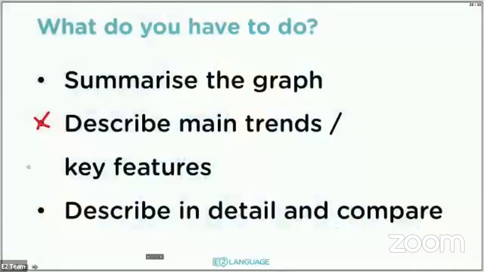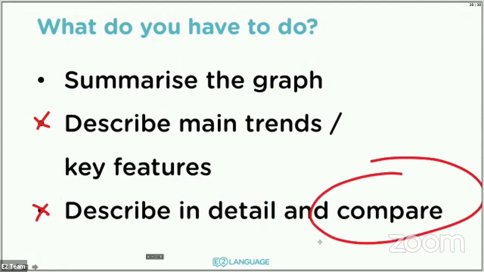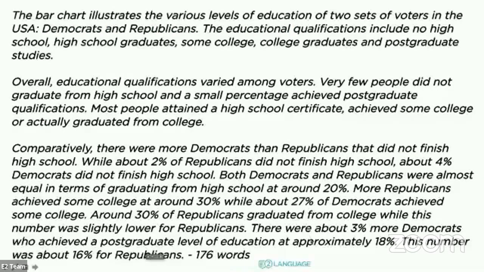And the key that we found here is that you need to identify your subject. You need to think, what is the first part of my sentence before the verb? 17% of Democrat voters achieved, verb, something like that. It's tough. Anyway, yes, so we describe main trends and then we describe in detail and we compare. That's the key bit there. So anyway, that's what mine looked like. It's 176 words. I wrote it in about 4 minutes.